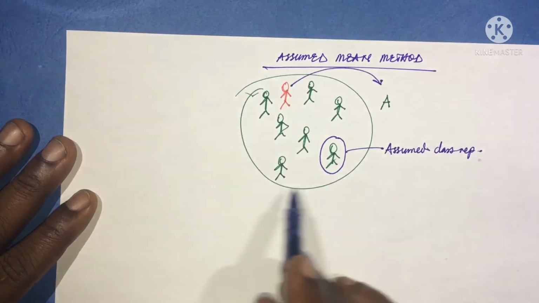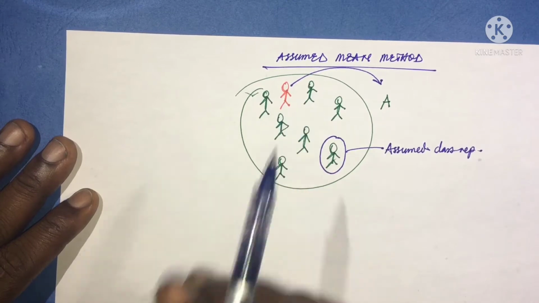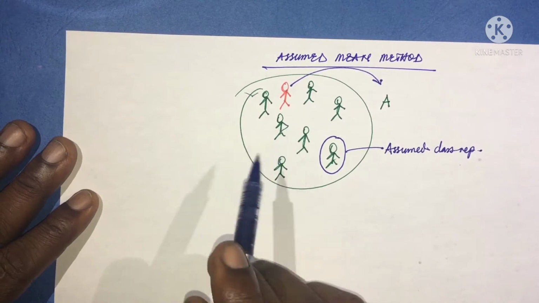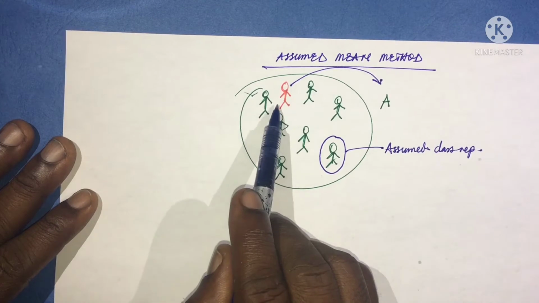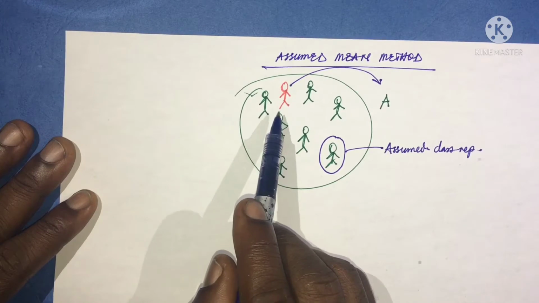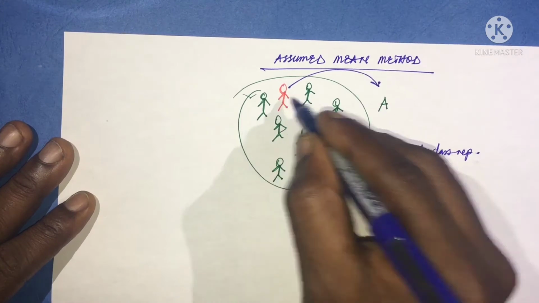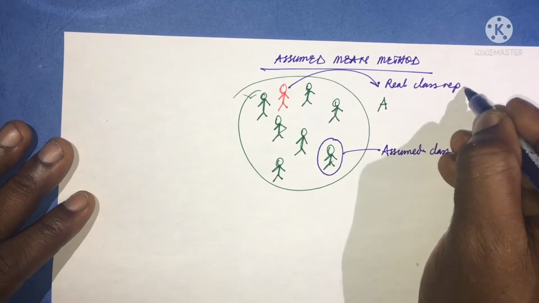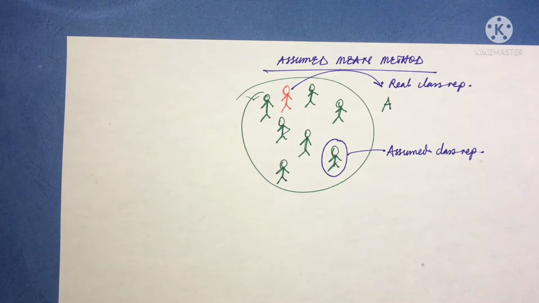Now, in the real sense, there was a guy in this group who represented the class, but something happened to this guy painted in red who represents the class, and that prompted a need for somebody to assume his role as a representative. Now, the person who assumes his role as a representative is now called the assumed class rep, while this guy painted in red is the real class rep. Okay, so that brings me to the development.